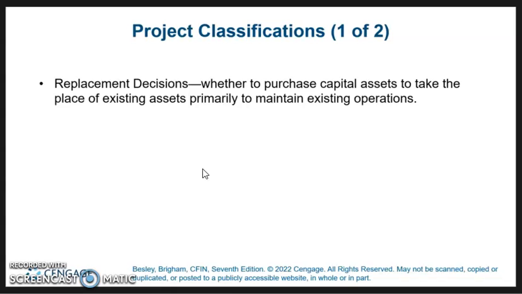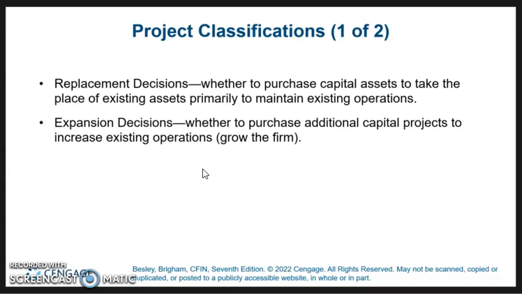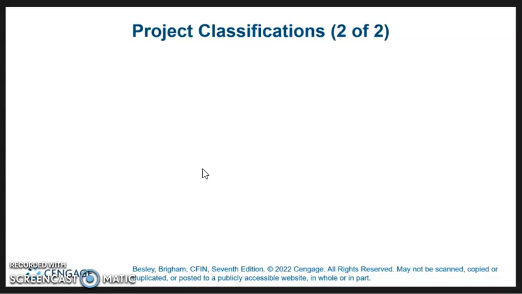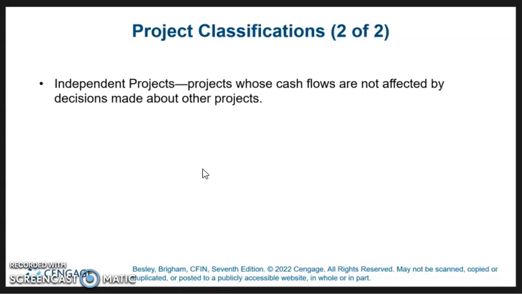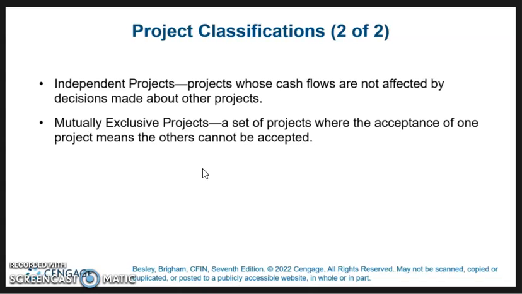So, expansion decisions, whether to build new factories, expand existing factories, and so forth. So anything to increase the operations or grow the firm. Other types of project classifications, we have independent and mutually exclusive projects. Independent projects are those whose cash flows are not affected by decisions made about other projects. Mutually exclusive projects are projects where the acceptance of one means the others cannot be accepted.